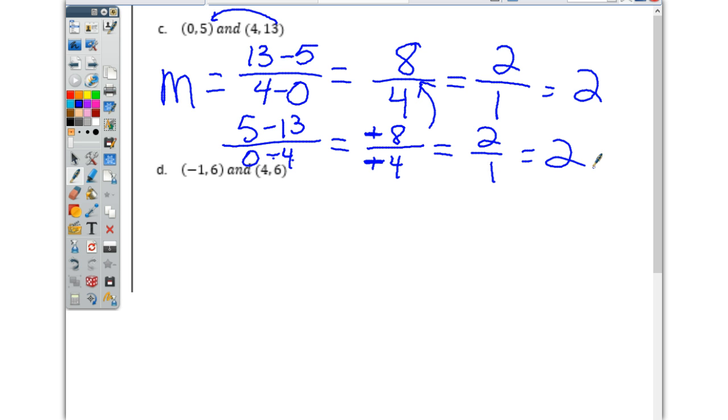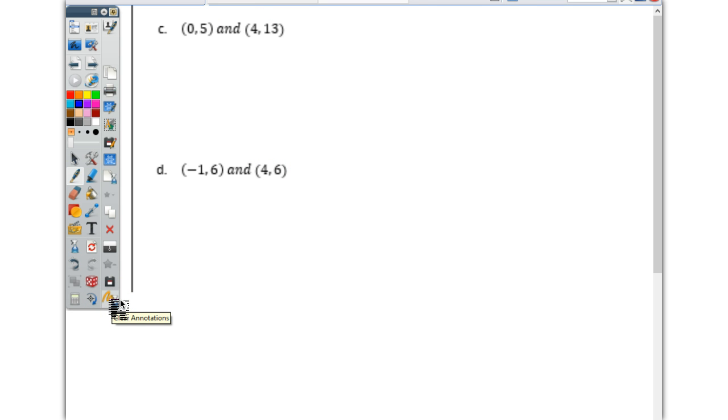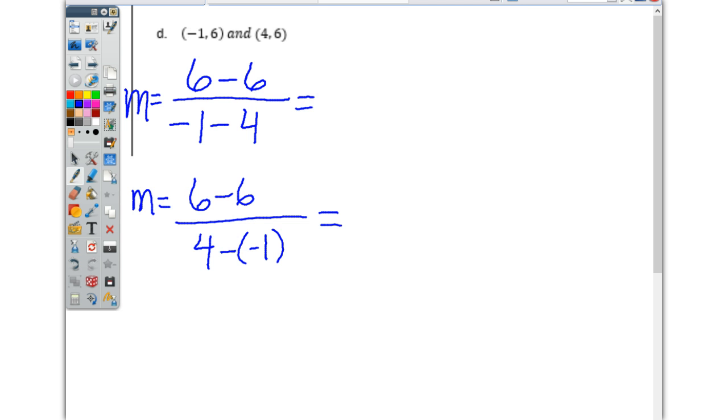All right, give letter D a shot and hold up your answers on your board. How many wrote it this way? 6 minus 6 over negative 1 minus 4. How many wrote it this way? The other way around, 6 minus 6 over 4 minus a minus 1. Okay, either one you'll get the same answer. 6 minus 6 is 0 over negative 1 minus 4 is a negative 5, right? 6 minus 6, 0. 4 minus a minus 1, that means plus 1 over 5.